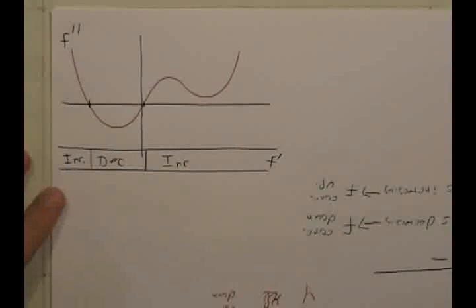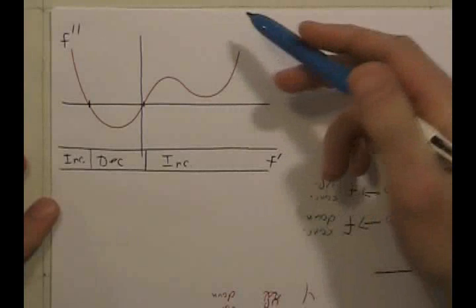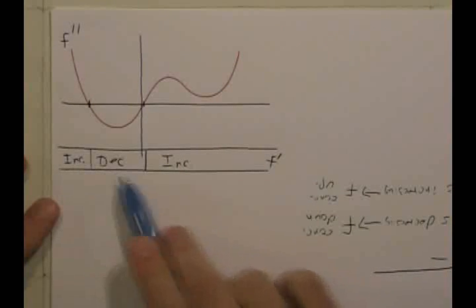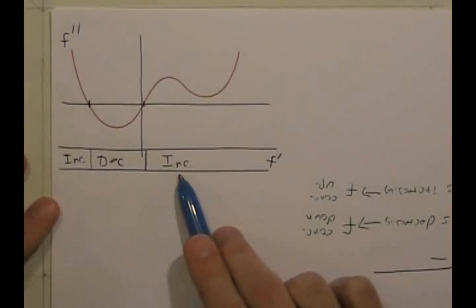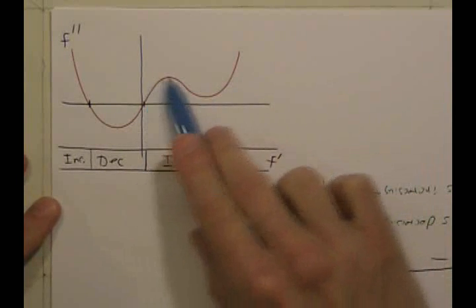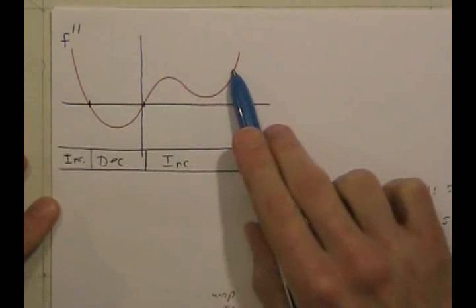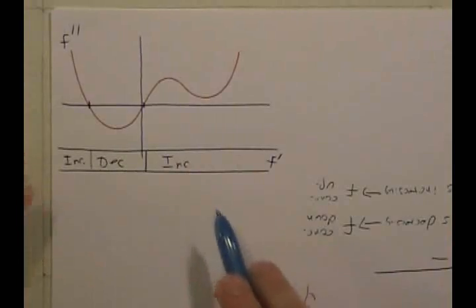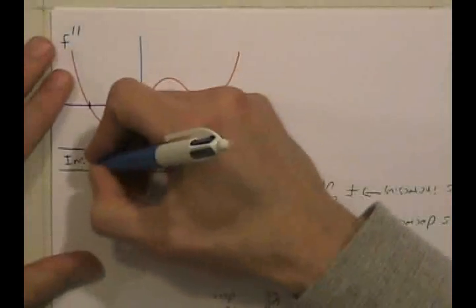And from this we could determine that the original function f must be concave up, concave down, and concave up again, to varying degrees depending on how extreme this is, but it definitely is concave up, down, and up again here. So what's going on at these two points here?